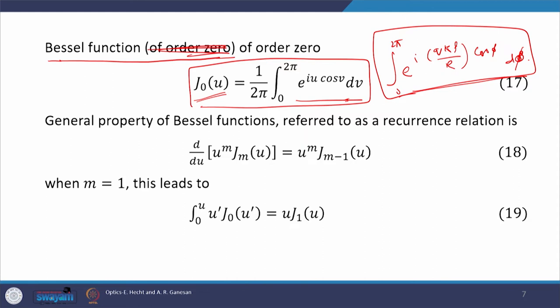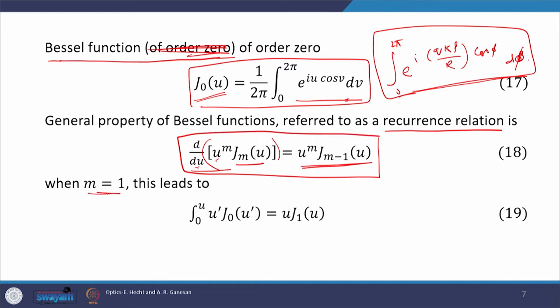Now, there is one more very important property of Bessel function which we will use, and this property is called the recurrence relation. Now, what is the recurrence relation? This recurrence relation says that in Bessel functions, if you multiply u to the power m, where m is nothing but a number and u is an independent variable here, and differentiate this with respect to the independent variable u, then you get the function u to the power m J m minus 1 u. Now, this is called the recurrence relation. Now, when m is equal to 1, if you substitute m is equal to 1 in equation number 18, then we get this expression. Here du prime is missing, the integration is with respect to u prime, which is another variable.